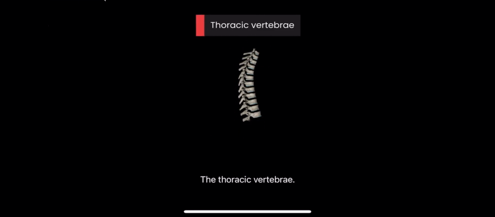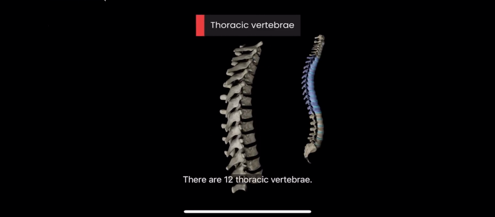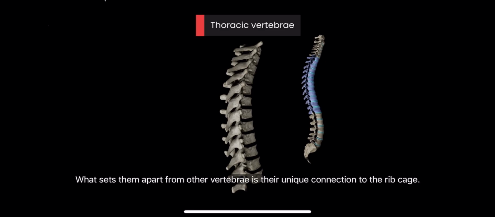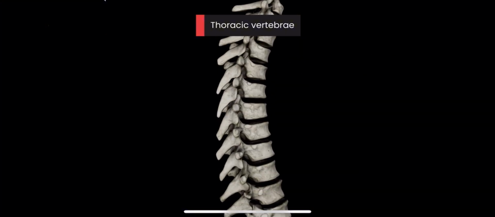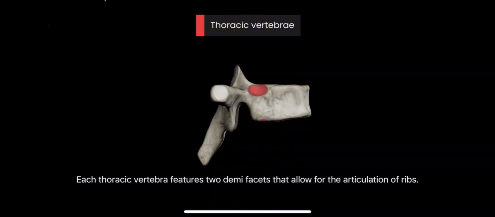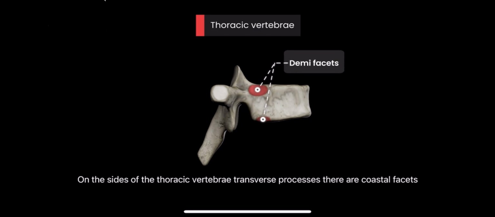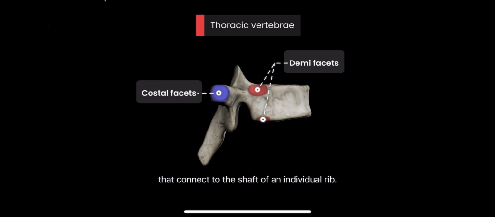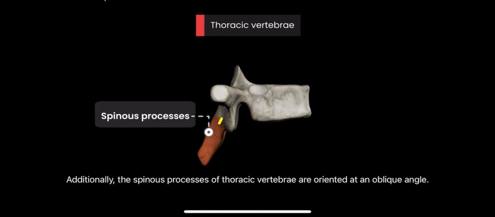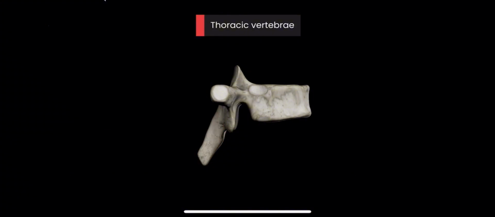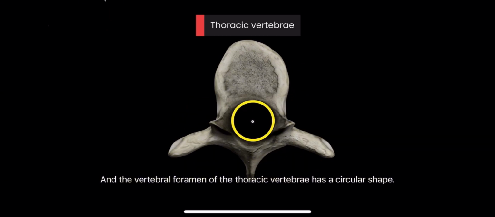The thoracic vertebrae. There are 12 thoracic vertebrae. What sets them apart from other vertebrae is their unique connection to the rib cage. Each thoracic vertebra features 2 demifacets that allow for the articulation of ribs. On the sides of the thoracic vertebrae's transverse processes, there are costal facets that connect to the shaft of an individual rib. Additionally, the spinous processes of thoracic vertebrae are oriented at an oblique angle. And the vertebral foramen of the thoracic vertebrae has a circular shape.